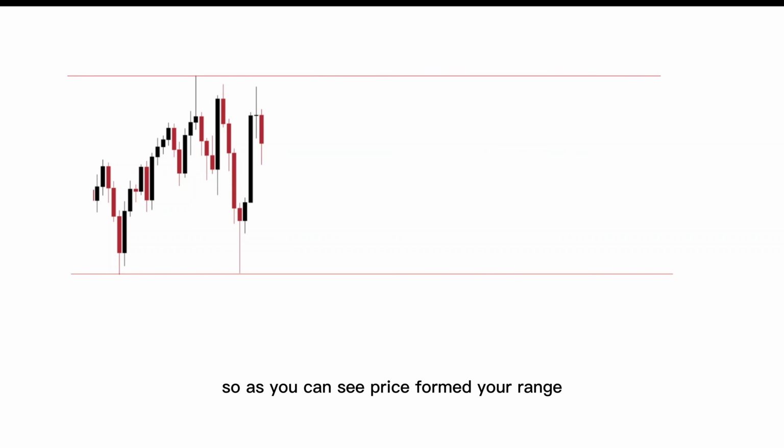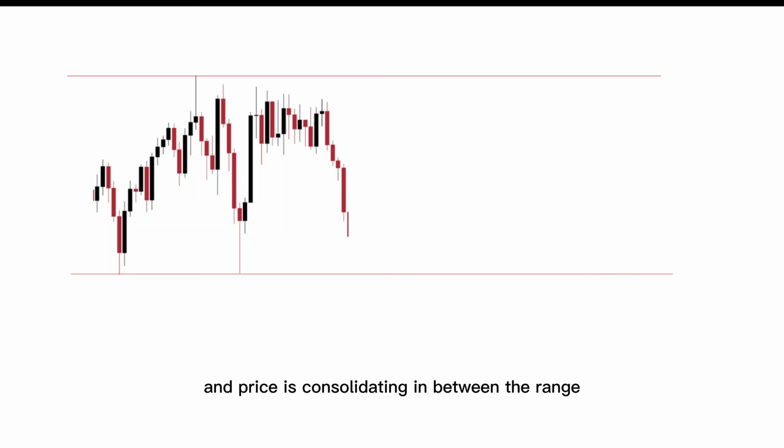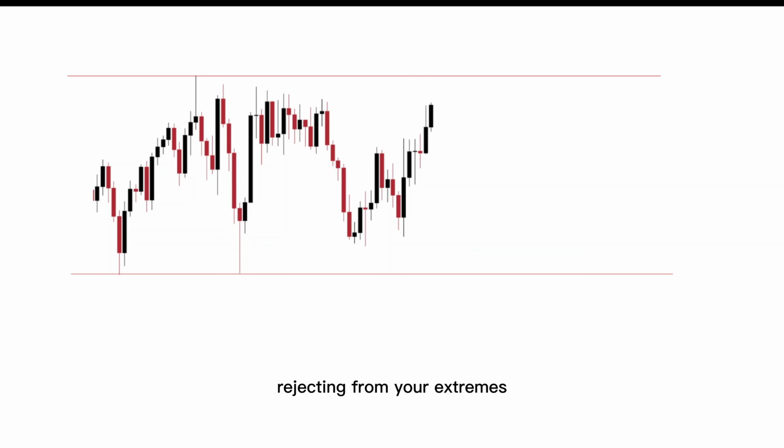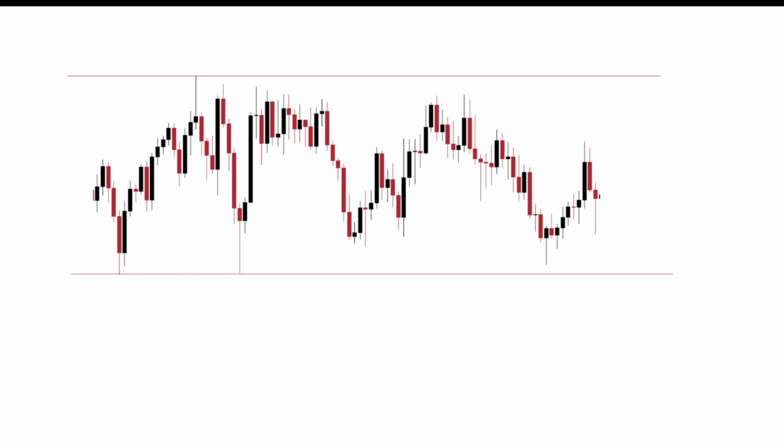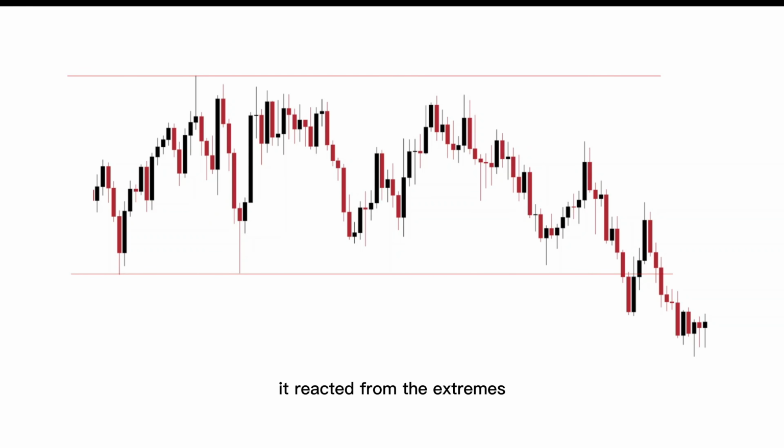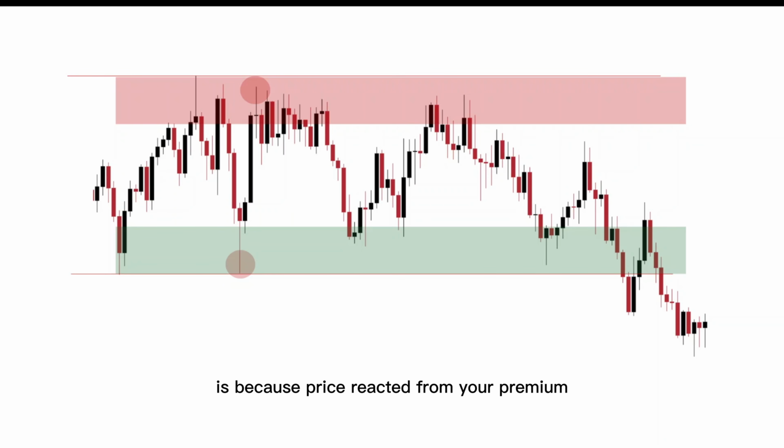So as you can see, price formed your range, your high and your low, and price is consolidating in between the range, rejecting from your extremes. Again, if you take a closer look, after price formed the range, it reacted from the extremes. And the reason why is because price reacted from your premium and discount levels and stayed within those ranges until it decided to break out in a specific direction.